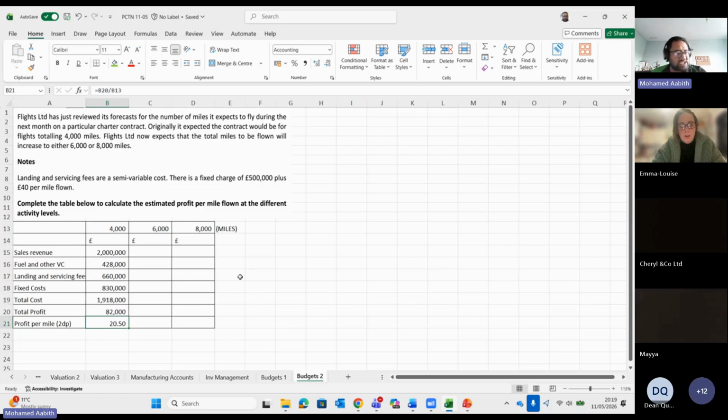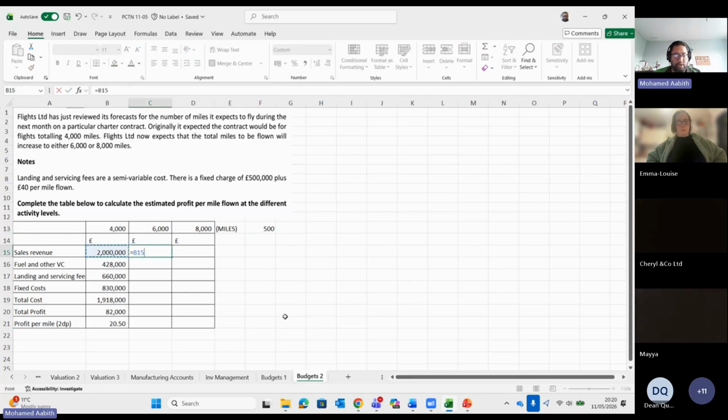Now, the next one is the 6,000 level. What happens when you fly for 6,000 miles instead of 4,000 miles? What will happen to your sales revenue? It is going to increase, isn't it? Because if you're going to have that much, the miles per charge is going to be equal to that times divide by that. It's going to be 500 pounds, because I'm going to get a revenue of 500 pounds per mile sales revenue. So therefore, how much is that going to be for this?